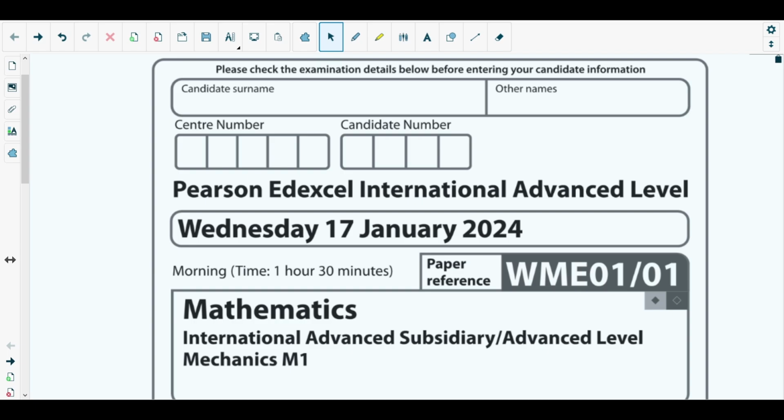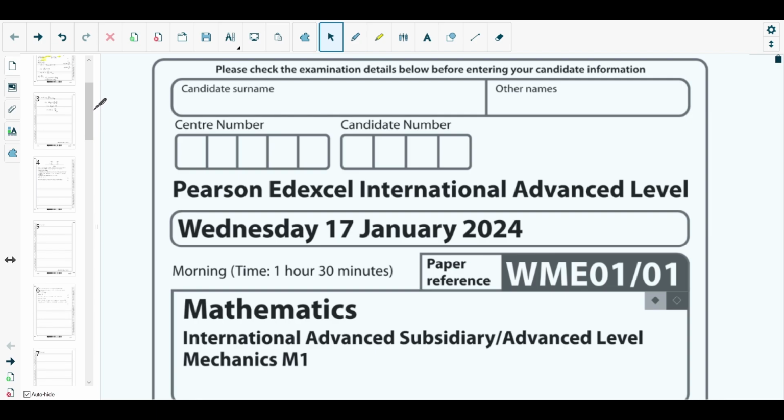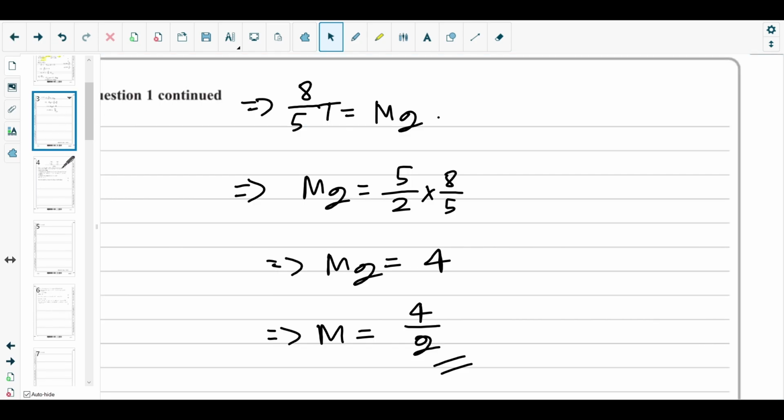So in this video we will be solving the second question from January 2024 M1, that is Mechanics 1 paper. So let's see what question number 2 from this paper is about.